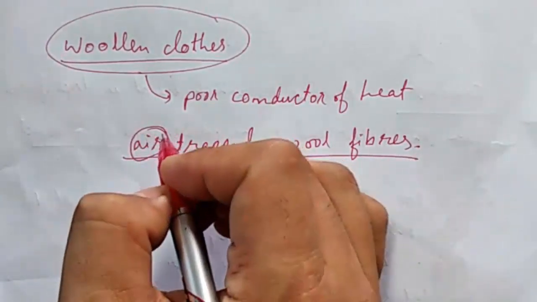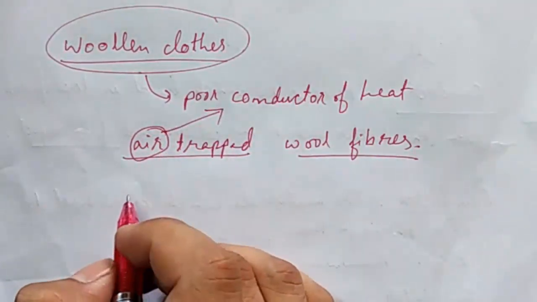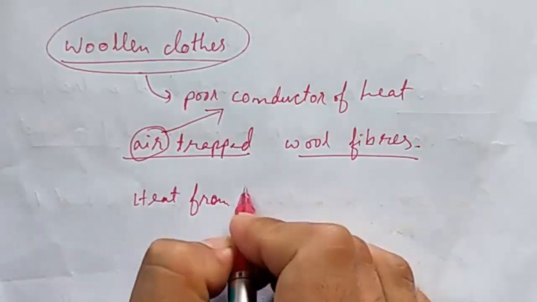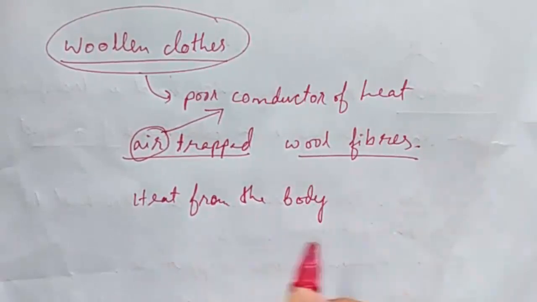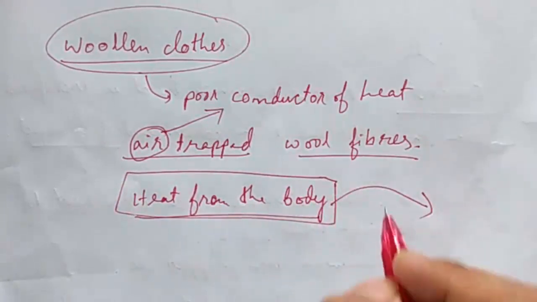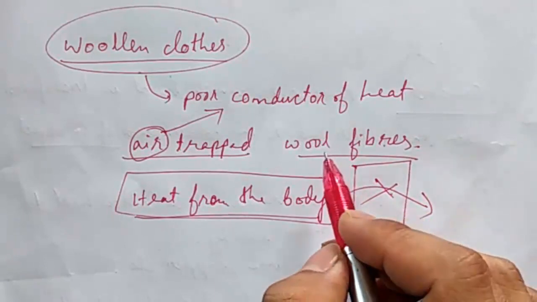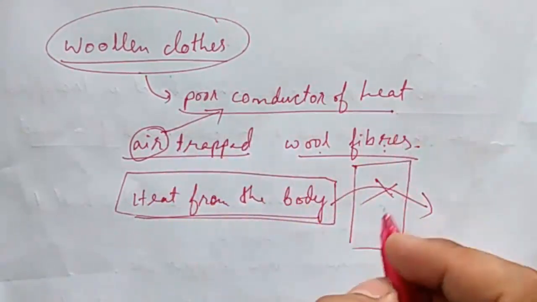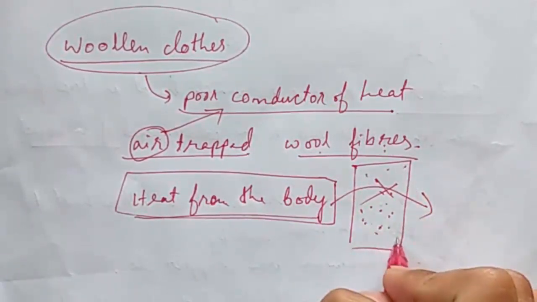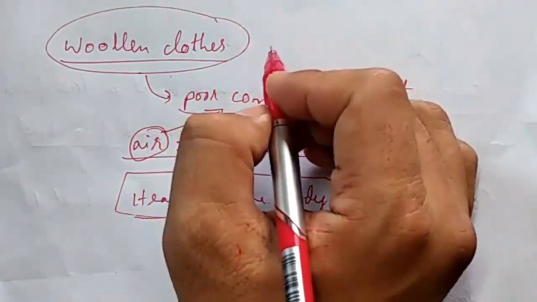and this air is also a poor conductor of heat, so the heat from the body will not transfer to the surroundings, since the woolen cloth, that is the wool fiber, is a poor conductor of heat, as well as the air being a poor conductor of heat. So we feel warm when we wear woolen clothes during the winter season.